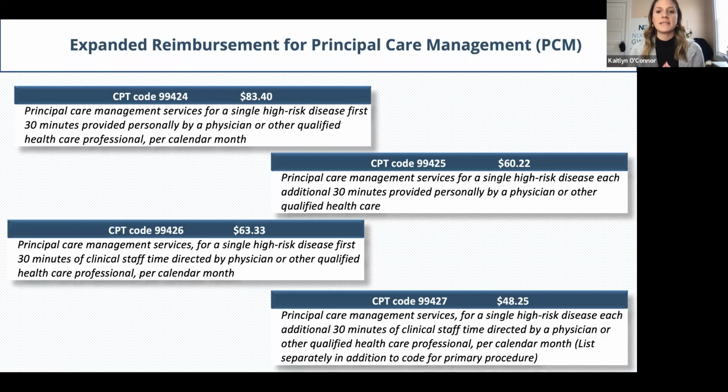is also a way for CMS to align PCM services and the structure of the codes that are billed with CCM and RPM and RTM. So again, we have the initial 30-minute code for physicians and QHCPs, an add-on 30-minute code for physicians and QHCPs, and then an initial 30 minutes and an additional 30 minutes add-on code for clinical staff as well. And of course, the reimbursement changes based on who's actually providing the service, but this is just another way that CMS has made PCM now parallel to CCM and expanded the opportunities for providers to provide these valuable services to patients with chronic conditions.